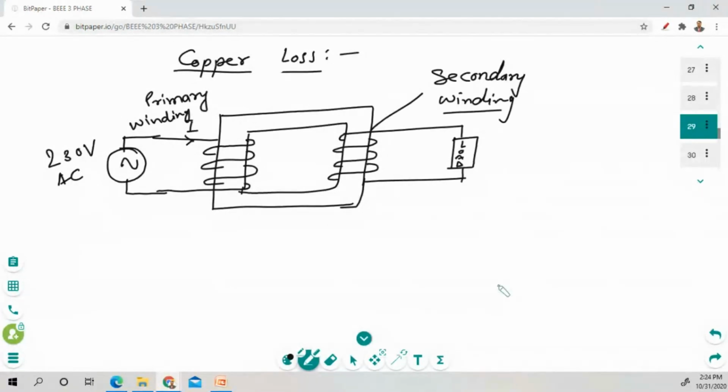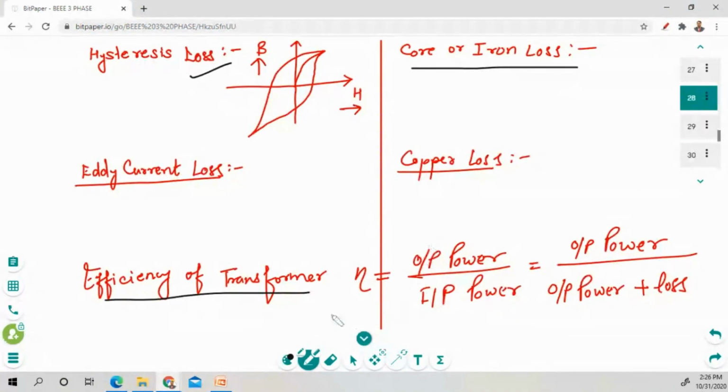For these wires, we use copper material. The loss occurs in both windings due to their ohmic resistances. We generally calculate the efficiency of a transformer as output power divided by input power. So how do we calculate the input power? It is output power plus loss.